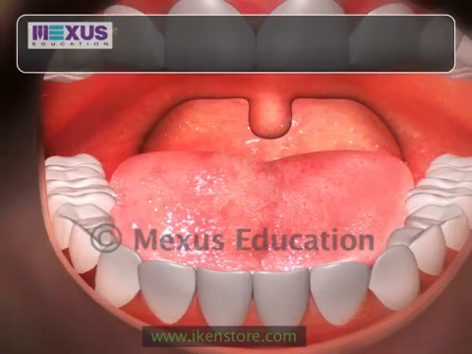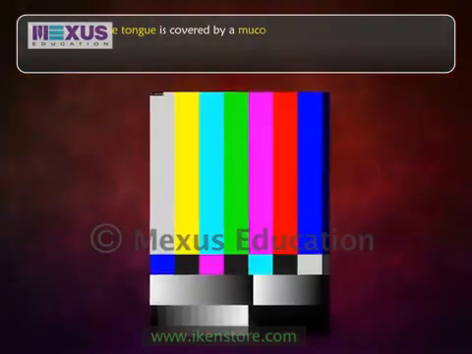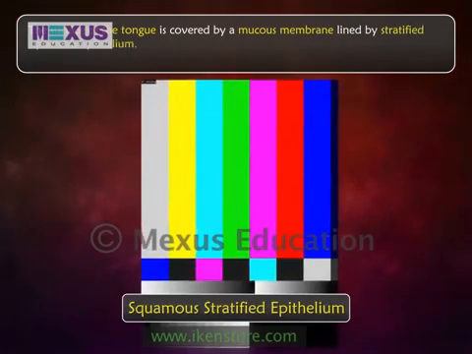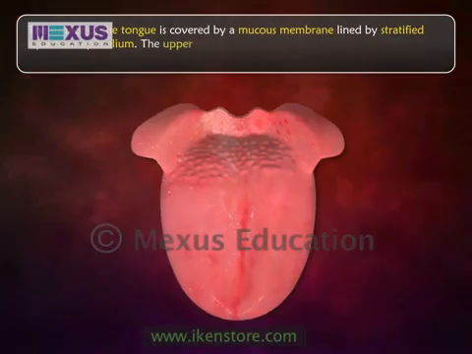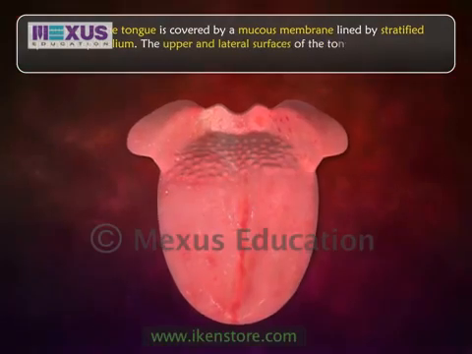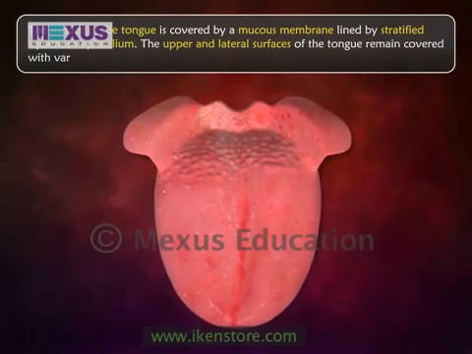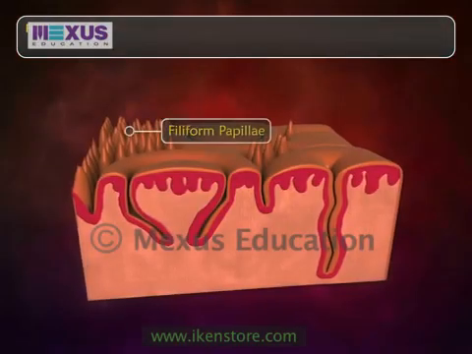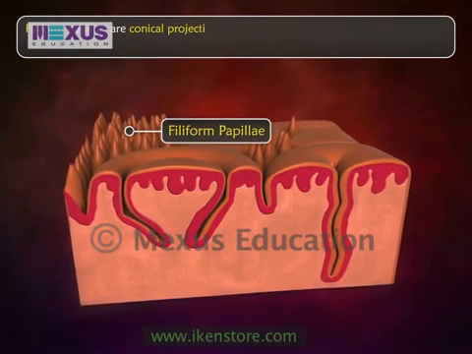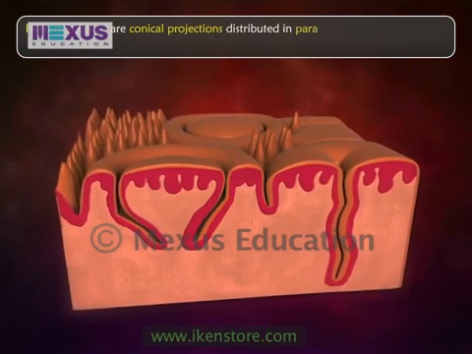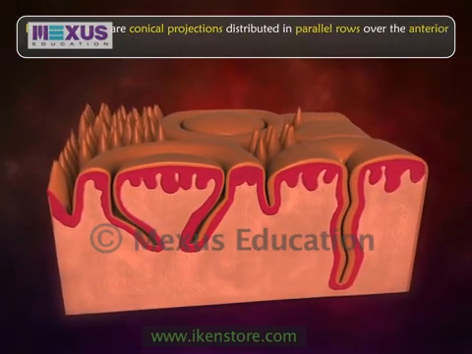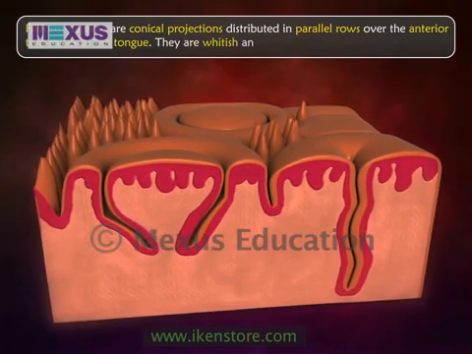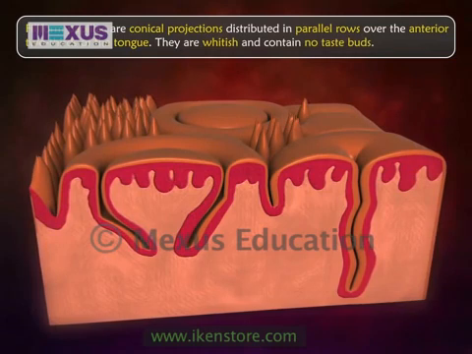The surface of the tongue is covered by a mucous membrane lined by stratified squamous epithelium. The upper and lateral surfaces of the tongue remain covered with various types of papillae. Filiform papillae are conical projections distributed in parallel rows over the anterior two-thirds of the tongue. They are whitish and contain no taste buds.